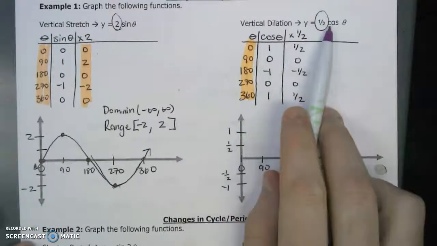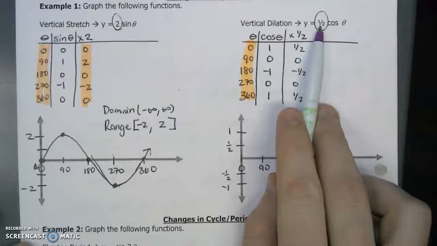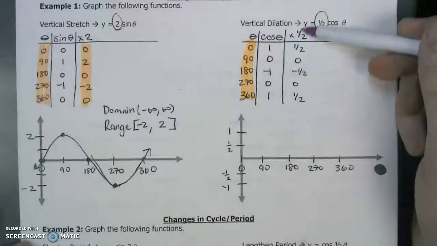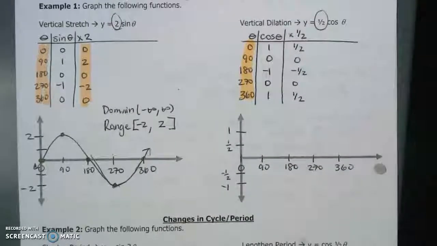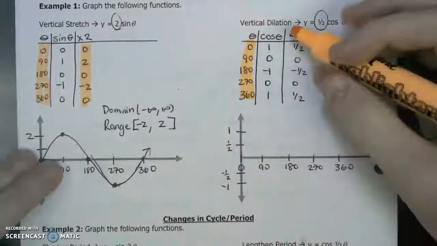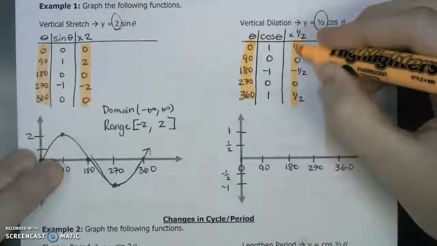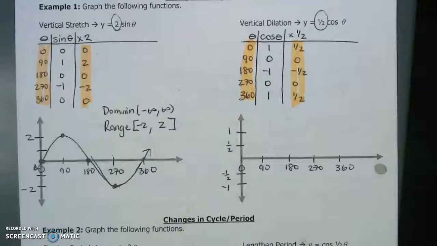Now, in front of cosine, there was a 1/2. So that means we need to take all the cosine numbers and multiply them by a half. And you should have gotten 1/2, 0, negative 1/2, 0, positive 1/2. So those are the new y values that you plot, because they have changed the amplitude.